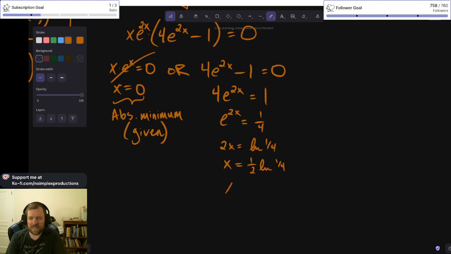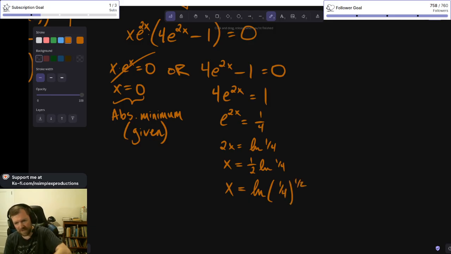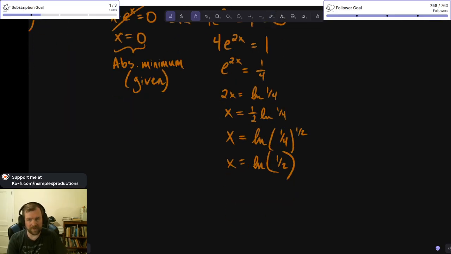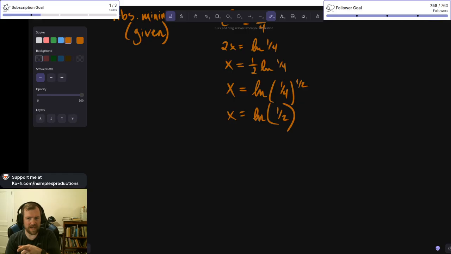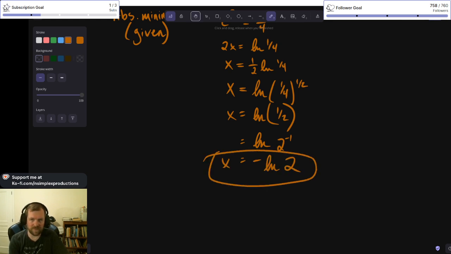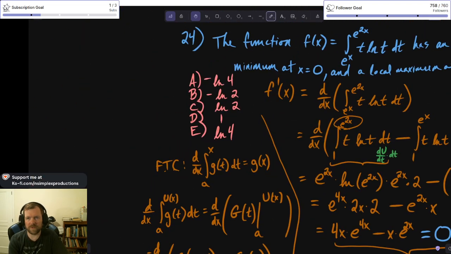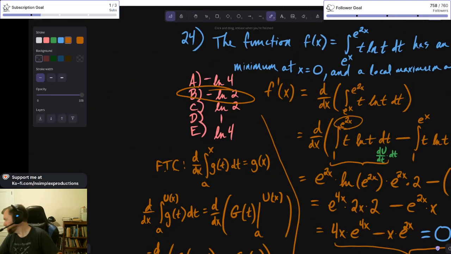So here, this is going to be x equals the natural log of 1/4 raised to the 1/2, which is the square root, which means that this is the natural log of 1/2. Right, the square root of 1/4 is a half, which is equivalent to, because we have a half on the inside of this, we could say, well, this is 2 to the negative first. So this is negative natural log 2. All right, that is a solution which was up above. Negative natural log 2. Bingo. Right there.